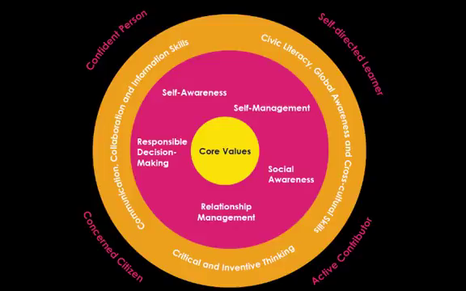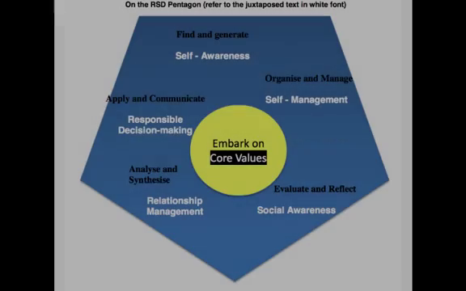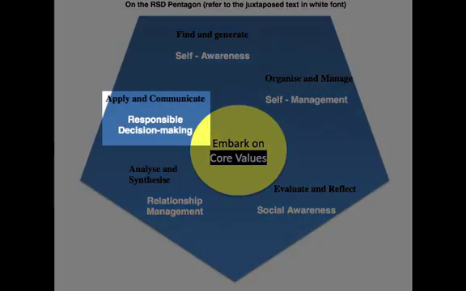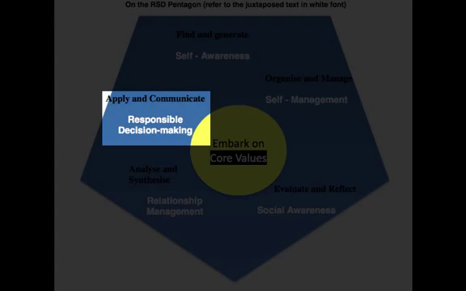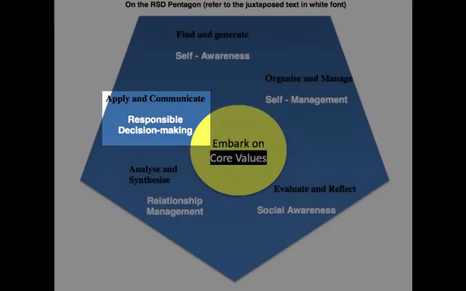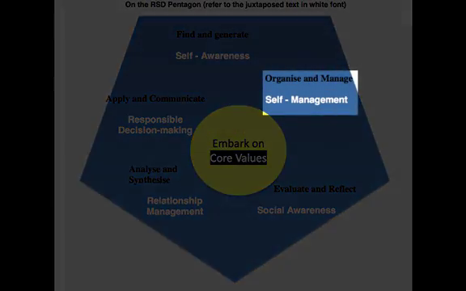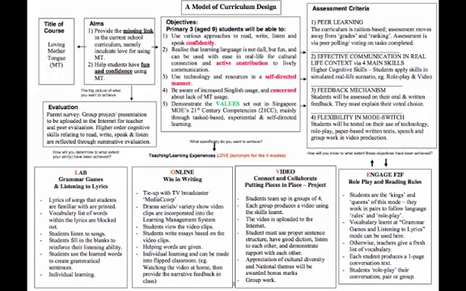Cassandra's approach was to link each of the RSD's 6 facets with character traits outlined in the Competencies Framework, as shown in this modified RSD pentagon. For example, apply and communicate was mapped onto responsible decision making, and organise and manage was mapped onto self-management. The result of this process was a curriculum that addressed research competency in a culturally tailored fashion.